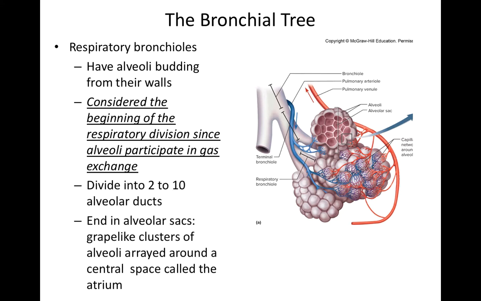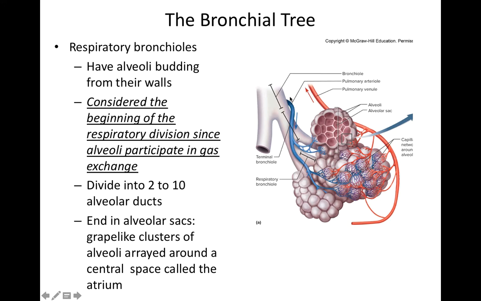Your respiratory bronchioles can divide into anywhere between 2 to 10 alveolar ducts that lead into alveolar sacs, which basically look like little clusters of grapes, where each of the grapes would represent one alveoli. Now you can see that the alveoli have very thin walls and are going to be kind of open. Now we also have a nice blood supply coming through here.